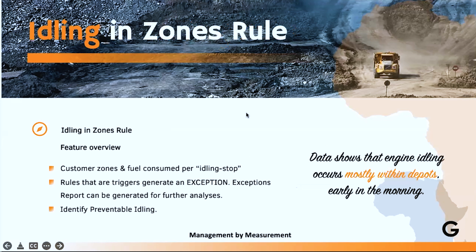Let's move on to the idling in zones rule. When I refer to zones in this case, I'm referring to landmarks, areas of interest that can be used to identify customers, suppliers, offices, and even home locations. When using clearly marked zones, fuel consumed per idle stop can help support your interest in saving costs, and this includes fuel.